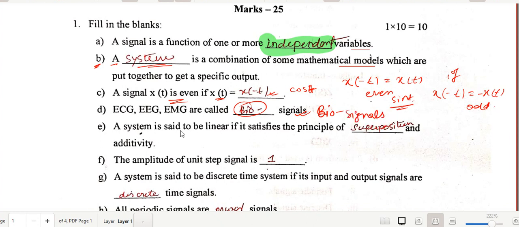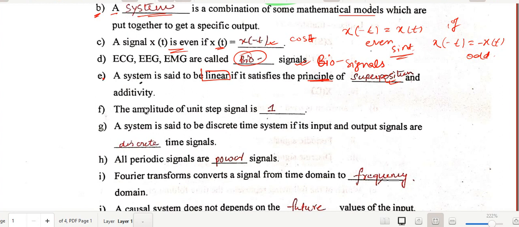The next question, a system is said to be linear if it satisfies the principle of superposition. A linear system always follows the principle of superposition. That means the weighted sum of input will produce the weighted sum of output. So the system is said to be linear if it satisfies the principle of superposition or principle of linearity. Next question, the amplitude of unit step signal is, all of you know that the unit step signal starts from 0 and continues till infinity, and the maximum amplitude is 1.